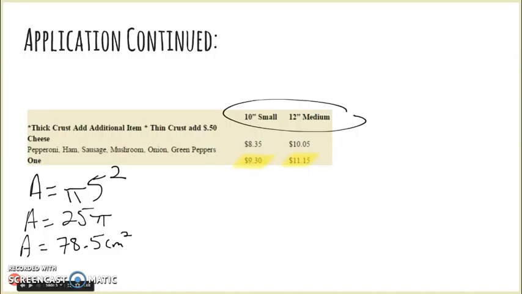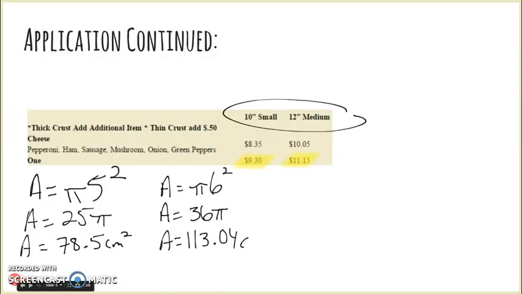square centimeters. Okay, let's look at the medium. The difference for the medium is that the radius would be 6. If the diameter is 12, the radius is 6. That gives us an area of 36 pi, and if I use 3.14 as an estimate, we get 113.04 square centimeters.